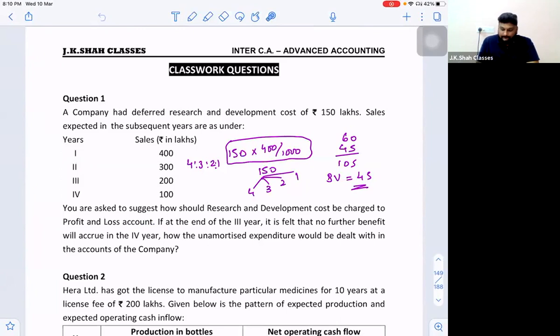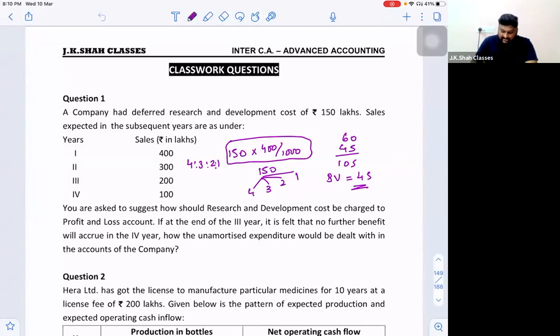Second part is interesting. What is the second part? If at the end of year 3, it is felt that no further benefit will accrue in the 4th year, how would the unamortized expenditure be dealt with in the accounts of the company? So sir, at the end of the 3rd year, we come across that in the 4th year we will not have any economic benefits. So can I say that at the end of the 3rd year, the intangible asset should be eliminated? Correct?